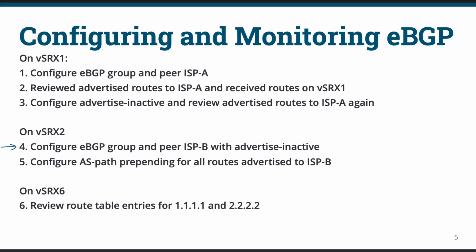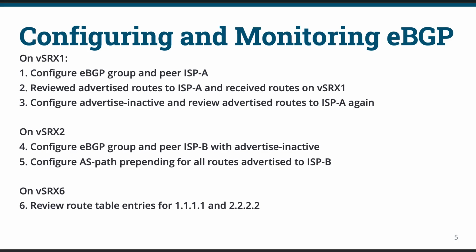We want to prefer ISP-A for inbound traffic, though. So, we'll go back to VSRX2 and configure AS path prepending for our routes advertised to ISP-B. Once committed, we'll jump back to ISP-C briefly and validate the change took effect and how the enterprise routes are now shown in ISP-C's routing table. And that will conclude our configuration and monitoring of eBGP section.